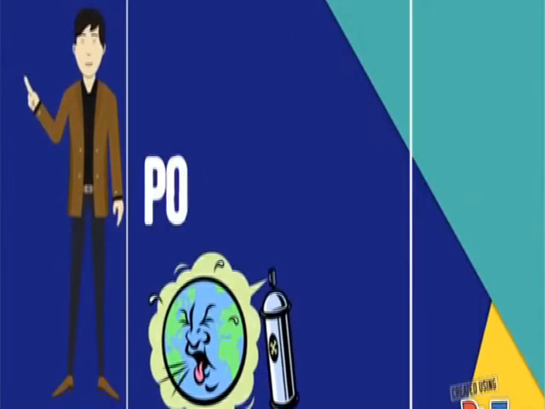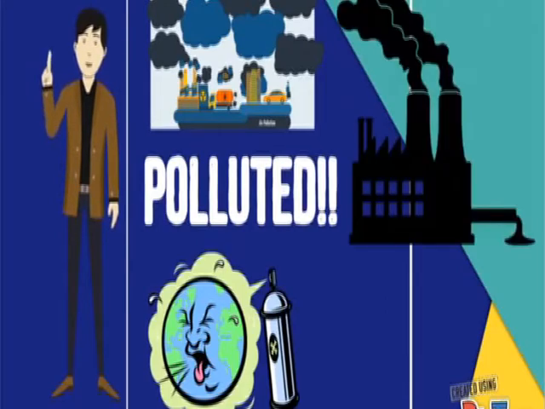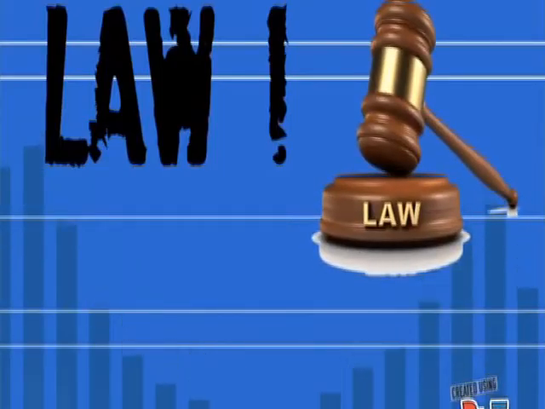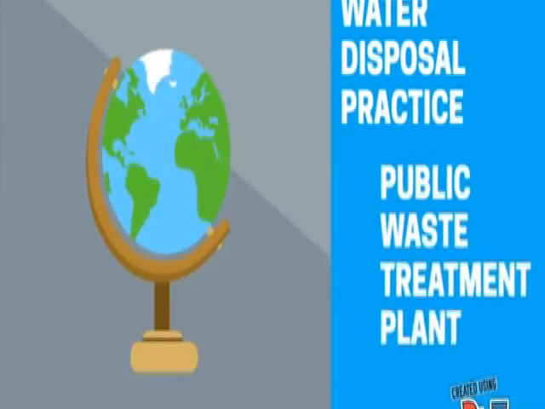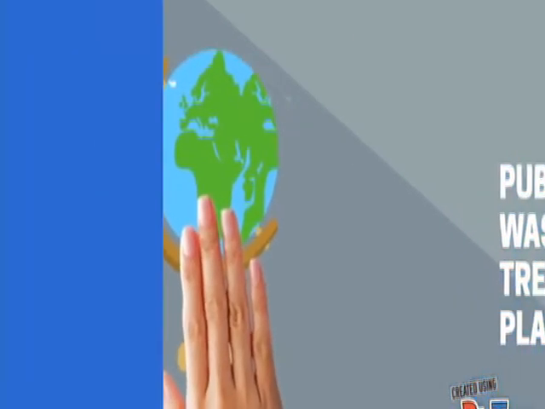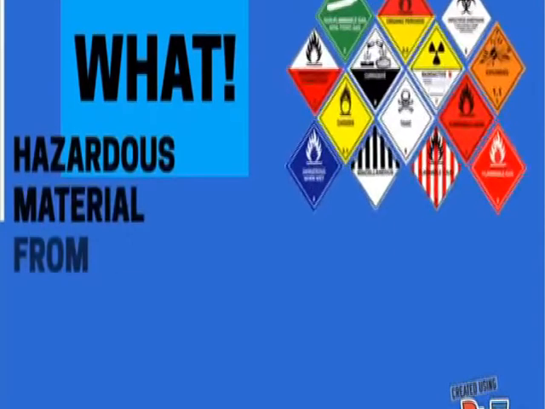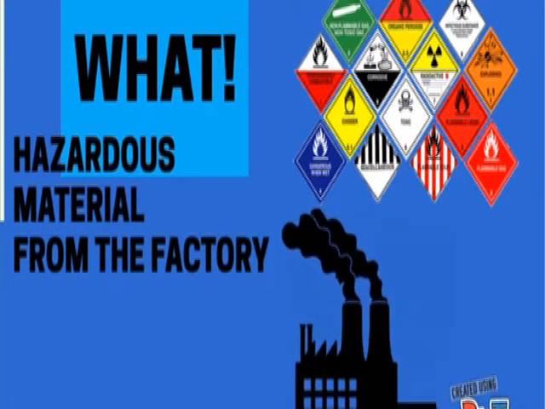If the area of the factory is polluted, we must know what the enforcement of law and regulations related to it is, water disposal practice, public waste treatment plans, and what hazardous material is produced from the factory. By knowing all these elements, it will be easier to continue to the next step.